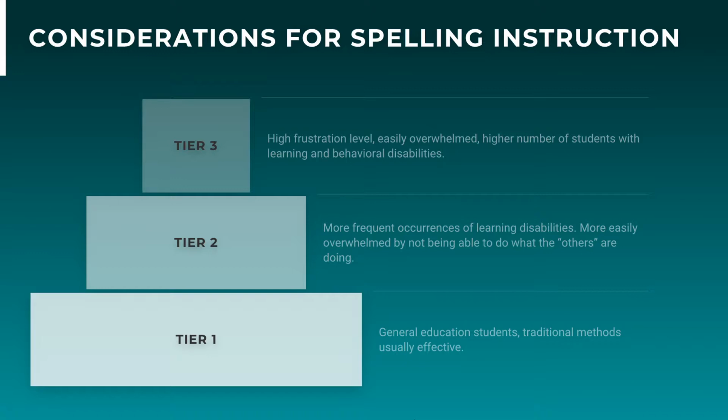Students at Tier 3 require the most intensive and explicit spelling practice. Selecting appropriate words, working with spelling patterns, small lists, and creative practice methods will help these students to be successful. Only 5 to 6% of students in a typical school fall into Tier 3 intervention.